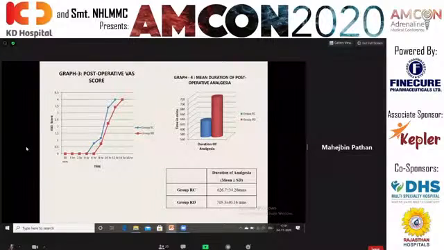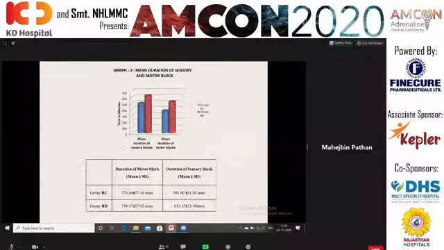The graph shows the mean duration of sensory and motor block in both groups. Here it shows there is prolonged duration of sensory and motor block in the RD group. Next slide.